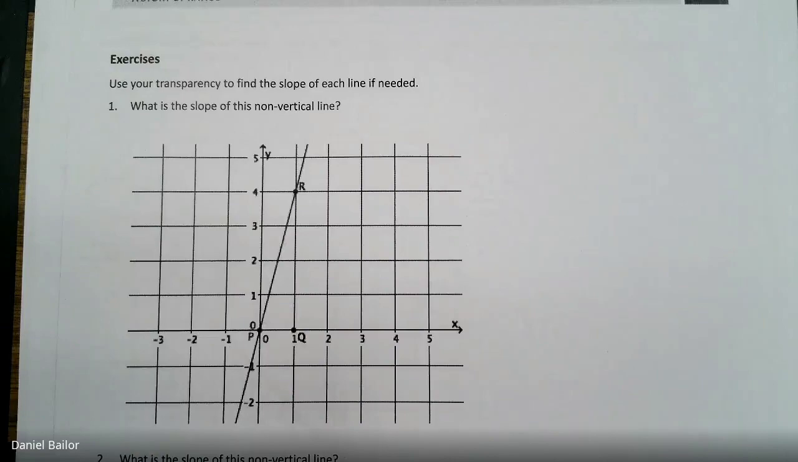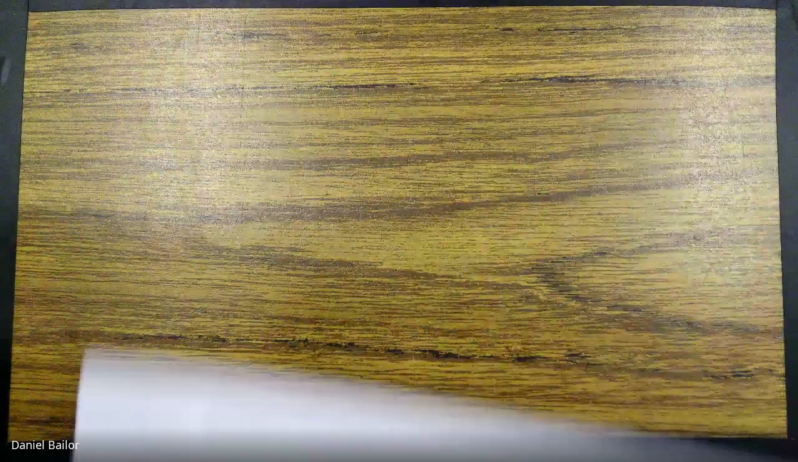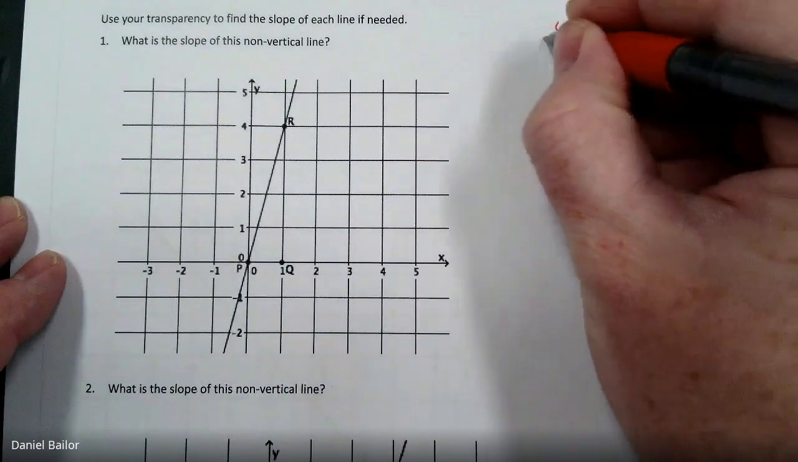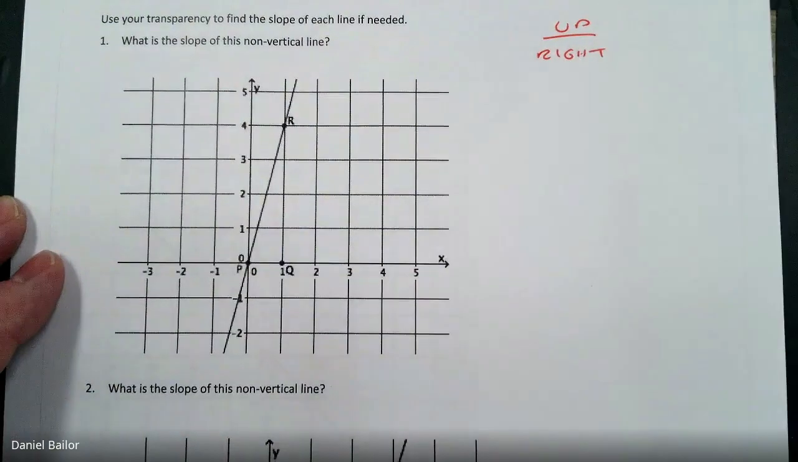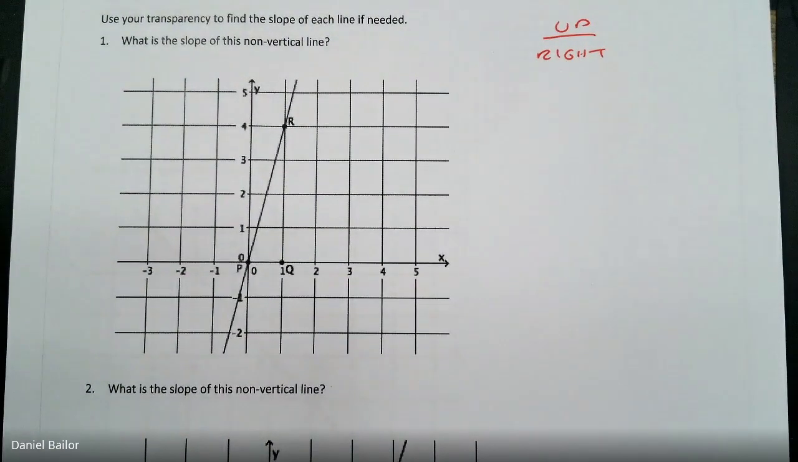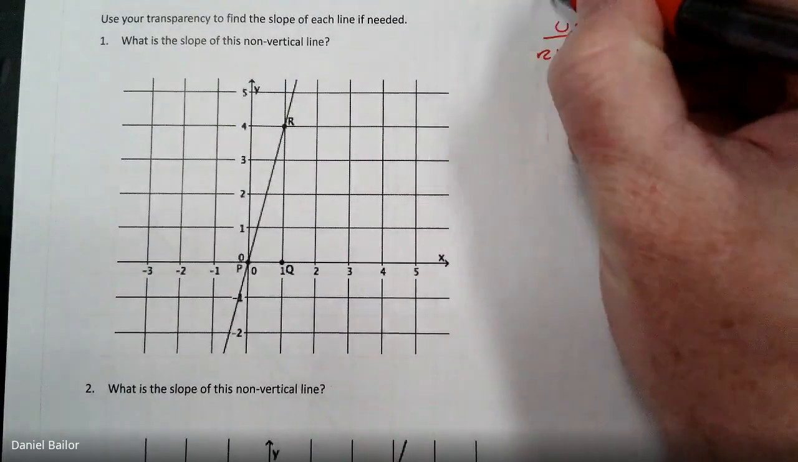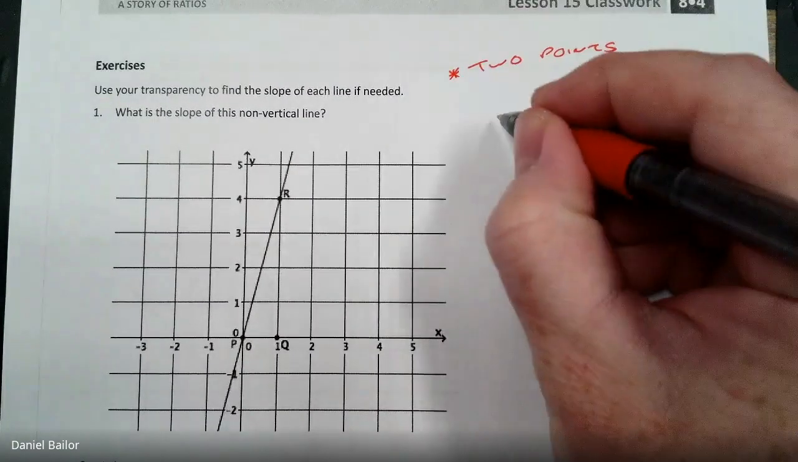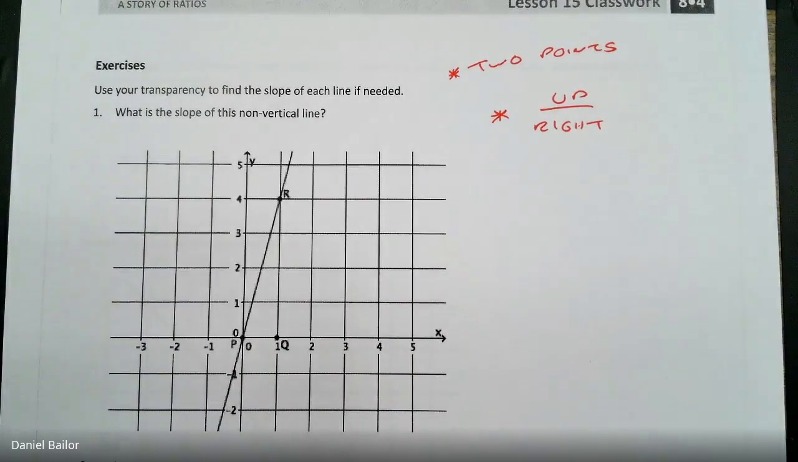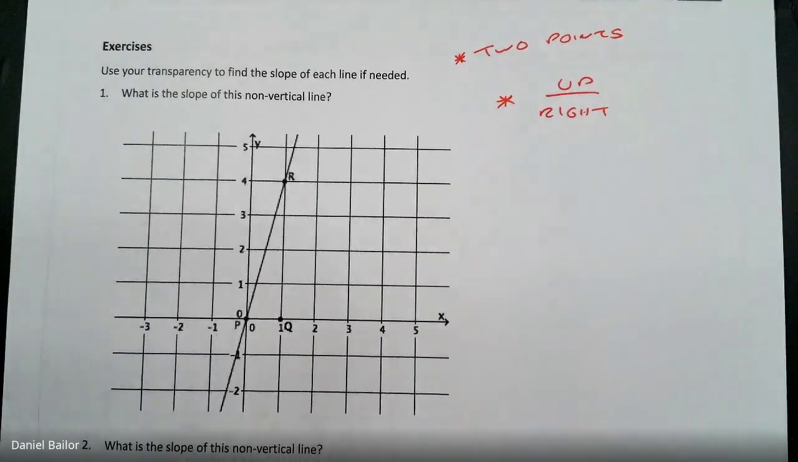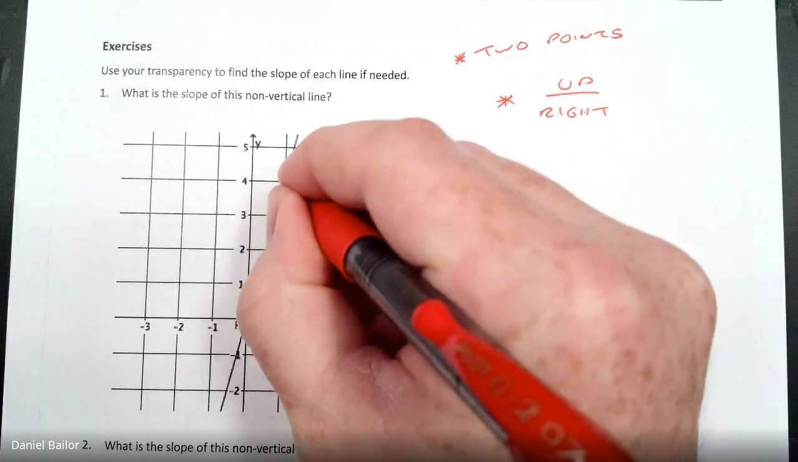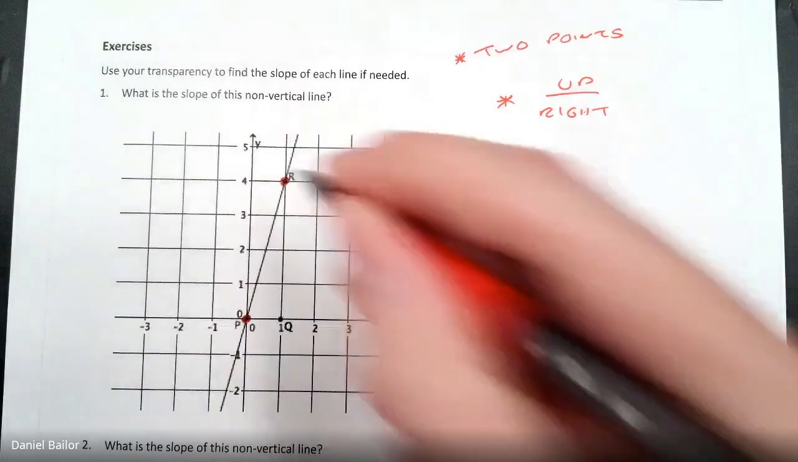Use your transparency to find the slope of each line if needed. We're not going to need our transparency because we're just going to be doing up divided by right. So first let's find 2 points because remember we need 2 points. That's the first thing we need, and we use up divided by right. So for number 1, let's find the slope. Our 2 points are P and R. You can see they put the points on there and they labeled them for us, P and R.